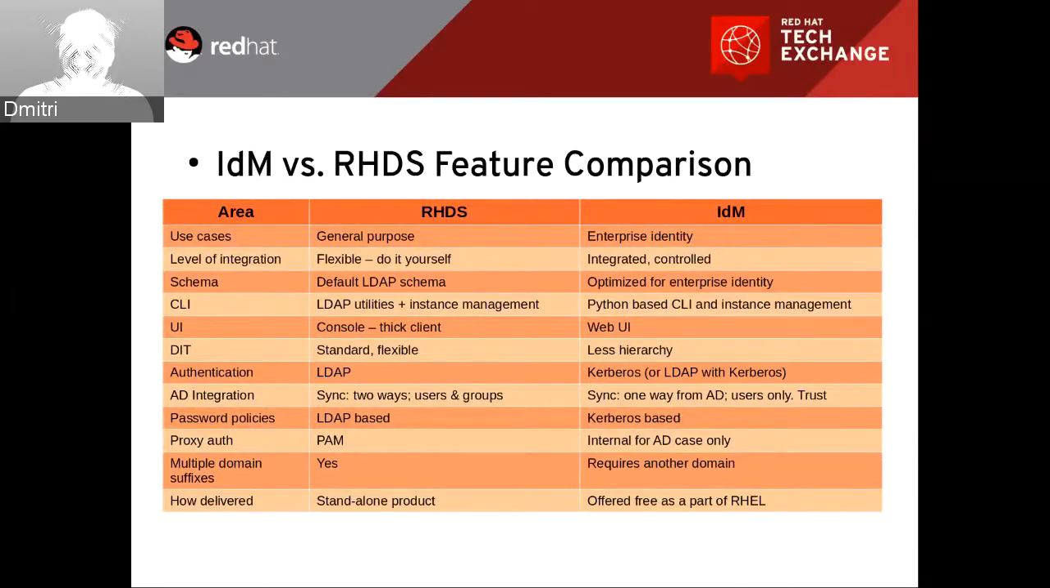Directory server supports multiple suffixes, so you can put users in multiple places, while in IdM, you would need to have a different domain. And there are some plans to have multiple IPA domain support and trust between IdM domains, but it's not on the near-term roadmap. So maybe a year and a half from now, as the requirements mature and the demand emerges. So directory server is a standalone product, and identity management is a part of Red Hat Enterprise Linux and present.